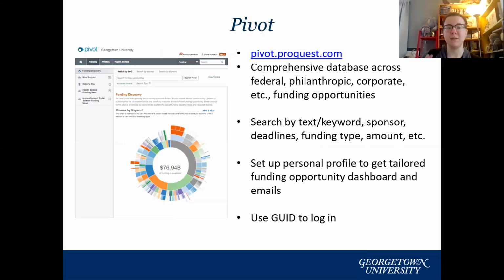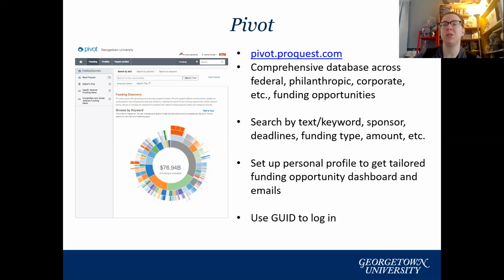But Pivot is especially good because it is a worldwide comprehensive database. This is going to pull in information for government, state and local funding, corporations, philanthropic associations, professional associations. It has a very powerful search tool. You can set your profile up to get very tailored funding opportunity emails. And this is a subscription that Georgetown pays for, so take advantage of it.